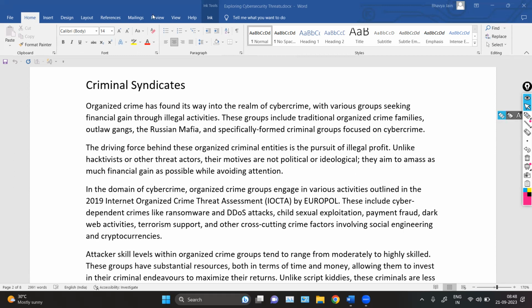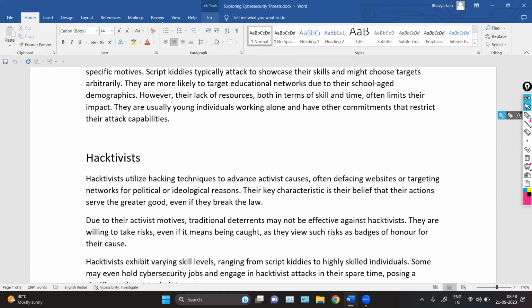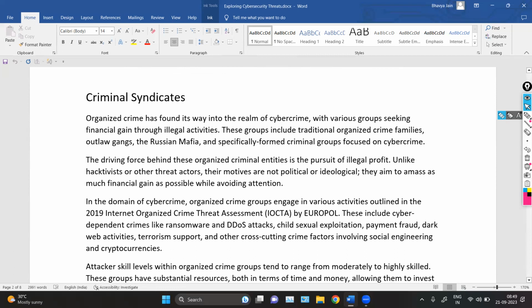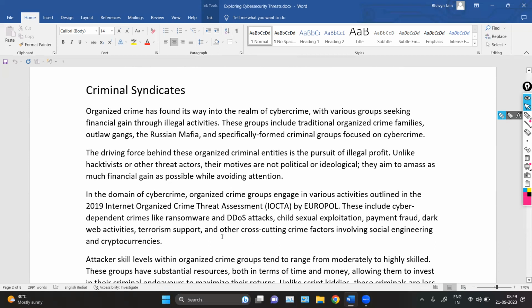The hacktivist hacks for a political or religious belief, or for an ideological belief. But the criminal syndicates mainly hack for money, or for taking revenge on a company. The main purpose is hacking for money or for collecting data of different countries in a war, etc. So criminal syndicates are people who are totally involved in cybercrime.